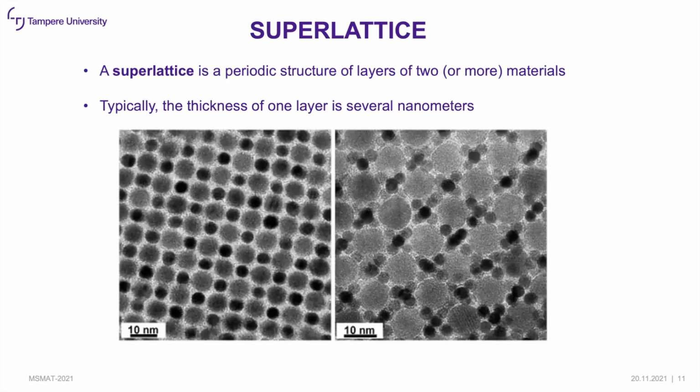For that, what we use is a superlattice formation. For those of you who don't know, a superlattice is a periodic structure of layers of two or more materials. Typically, the thickness of one layer is a few nanometers to several tens of nanometers. It can be of two types of inorganic material, an organic and an inorganic, or any other combinations.